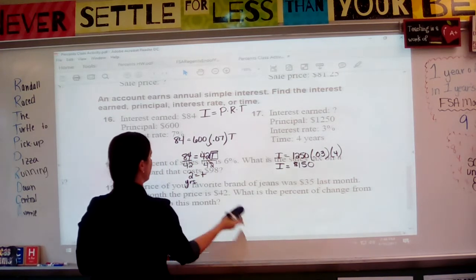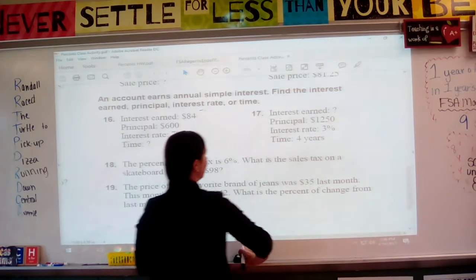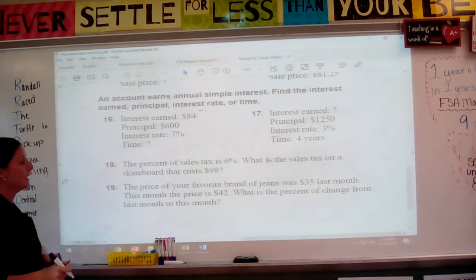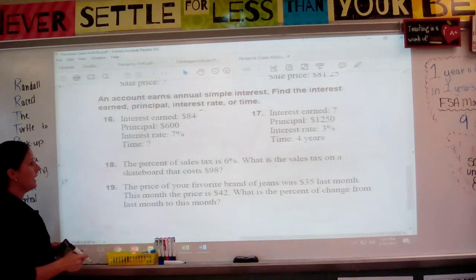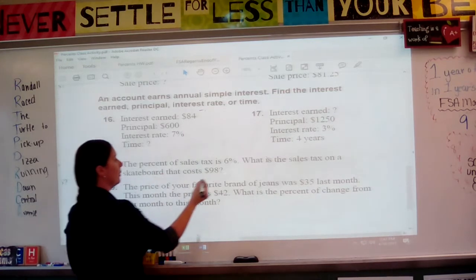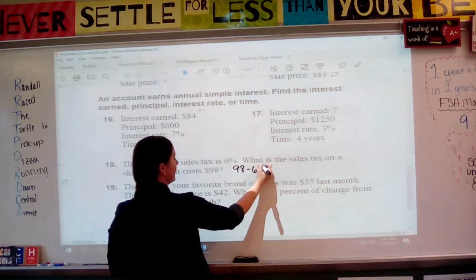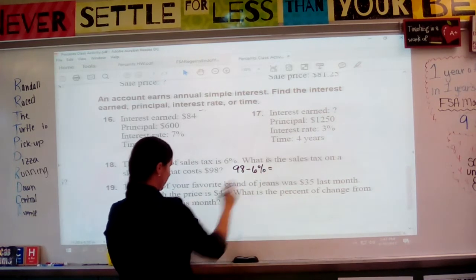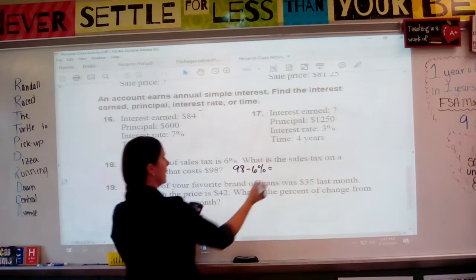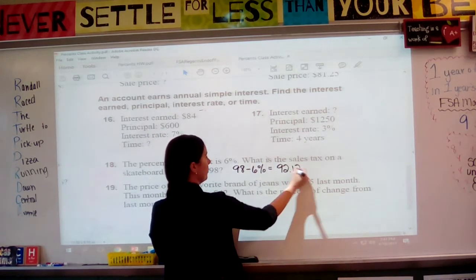Okay? Remember, you're going to write down questions on the back of your paper so that you can ask them when you come to class tomorrow if you have any questions. The percent of sales tax is 6%. What is the sales tax on a skateboard that costs $98? Number 18. So I know if my skateboard costs $98, I'm going to add 6%. 98 plus 6% will give you $103.88.